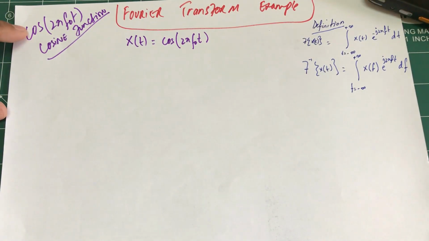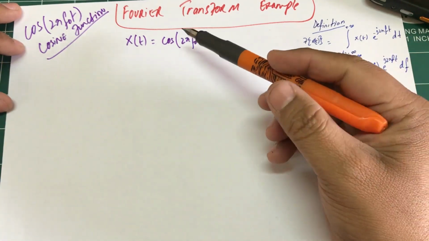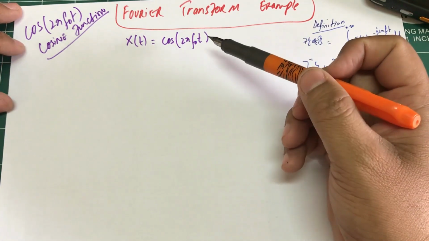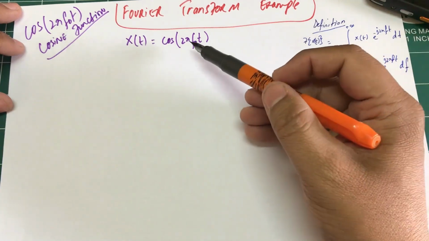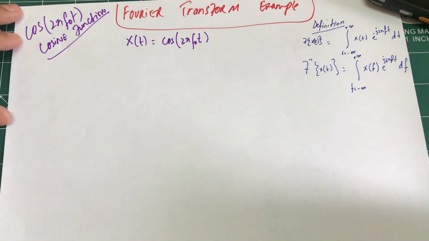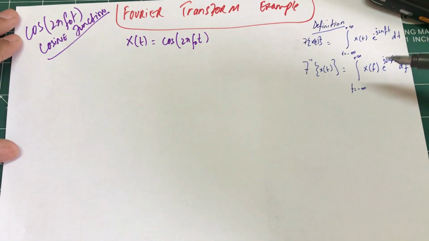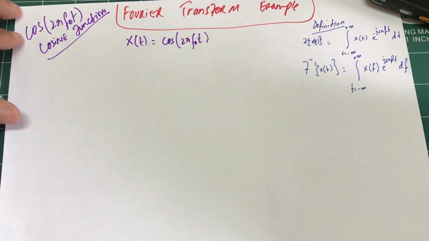Bismillahirrahmanirrahim. So let's look at another example of Fourier transform. In this example, we're going to look at how to compute a Fourier transform of a cos function. So cos 2 pi f naught t, a very important function that we normally use in signaling systems and communication systems.